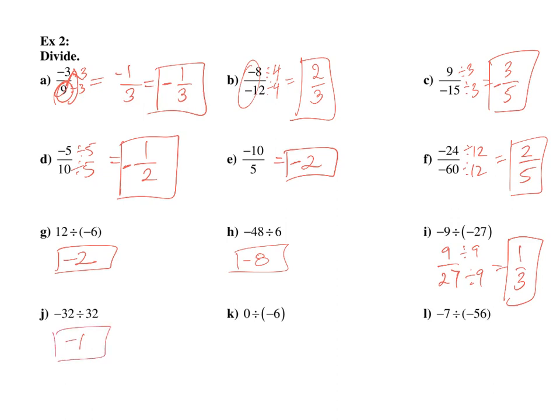0 divided by negative 6. 0 divided by anything besides 0 is 0. And then we have negative 7 divided by negative 56. So I have 7 over 56. Because negative divided by negative is positive, I divide 7 into both of these, and I get 1/8. That's it for dividing integers. On to the next example.